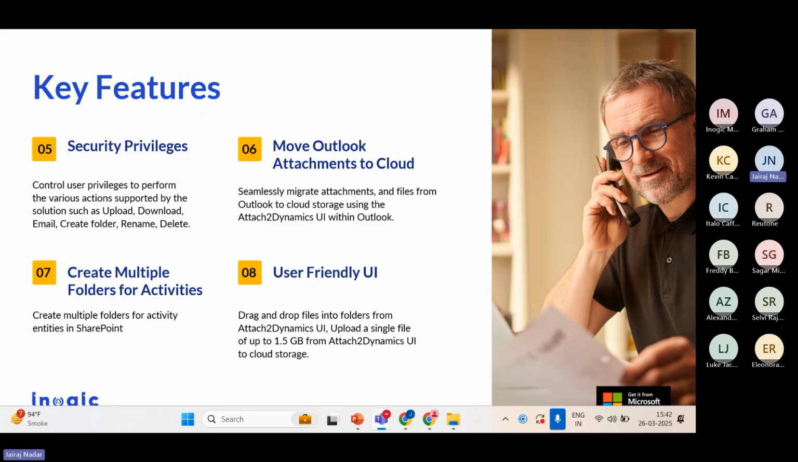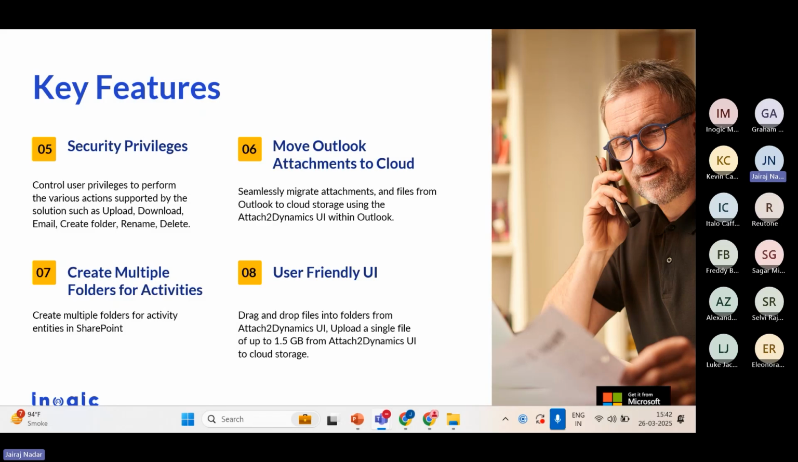You can also move the Outlook attachment directly to the cloud, like simply drag and drop the Outlook email to the Attach2Dynamics UI and that gets uploaded to the respective cloud storage. Create multiple folders for the activities as well. Let's say a task contains an email, the activities, appointments, and so on. Inside that, if you want to create multiple folders, that is also possible. And that is the user-friendly Attach2Dynamics UI.